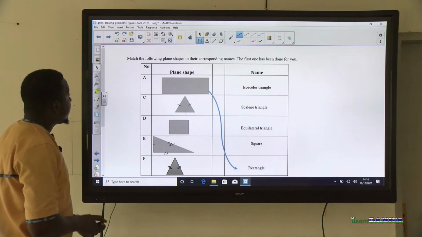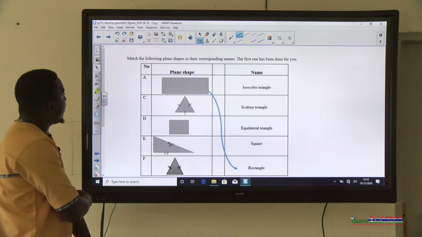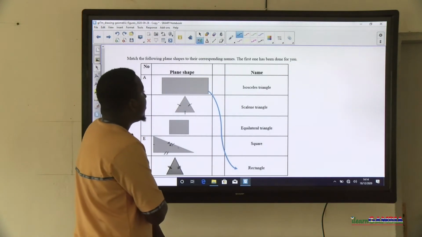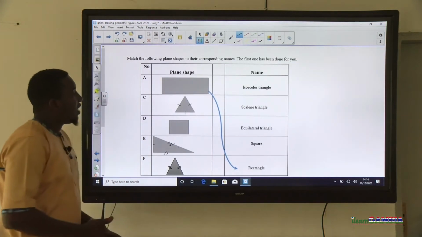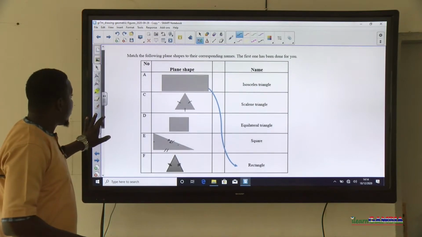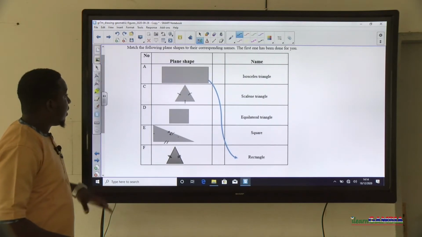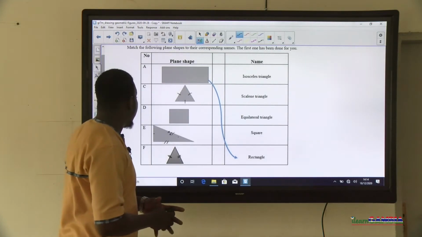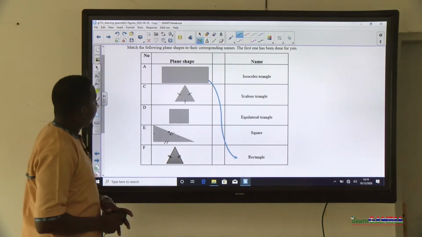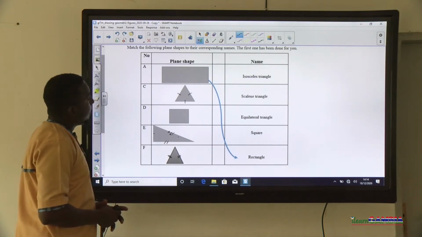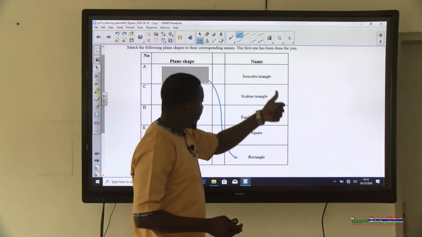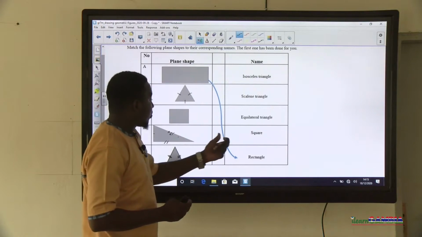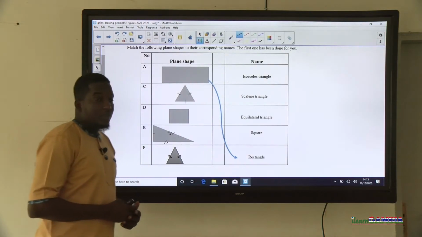Now we look at this question here. It's on matching. It said match the following plane shapes to their corresponding names. The first one has already been done for you, so we are going to match them. Remember, in our previous lesson we've done squares and rectangles, so they may likely appear here. But then we have 5 of them. The names are isosceles triangle, scalene triangle, equilateral triangle, square, and rectangle. So we are going to match them.